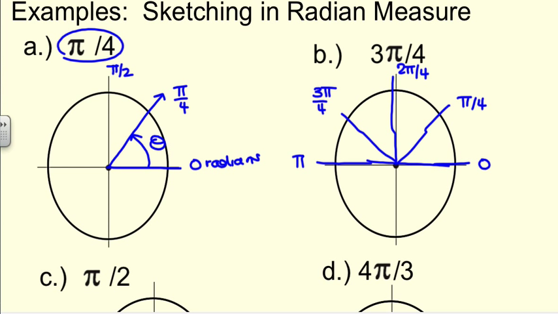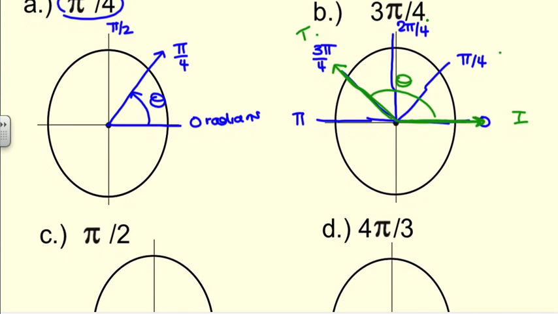And now let's count. 0 pi over 4, 1 pi over 4, 2 pi over 4, 3 pi over 4. 3/4 of our pi. So this is our angle theta. We have our initial side, and then we have our terminal side. And there's how we can create a graph for the angle measure of 3 pi over 4 in radians.